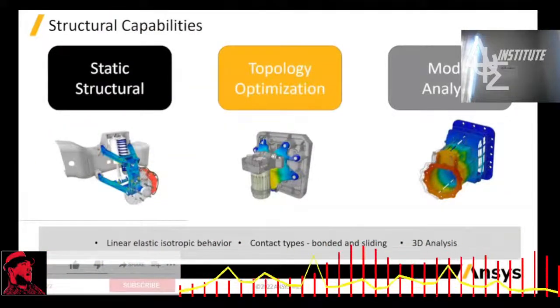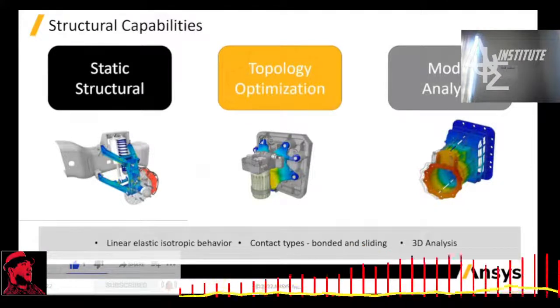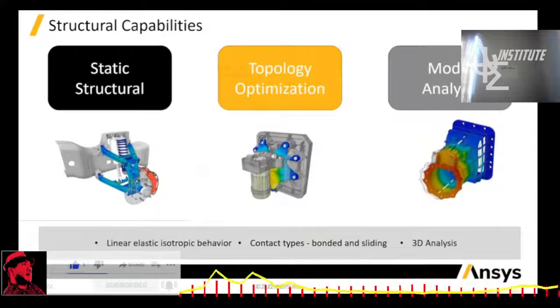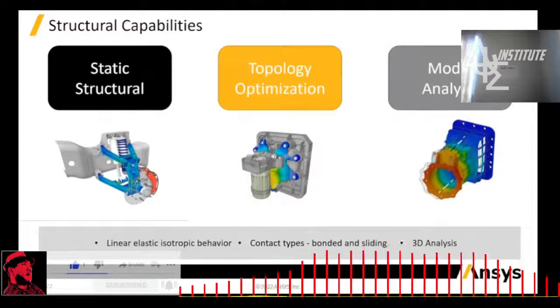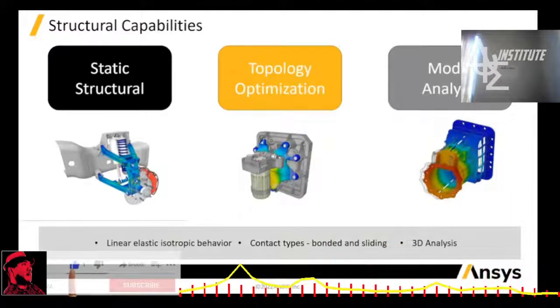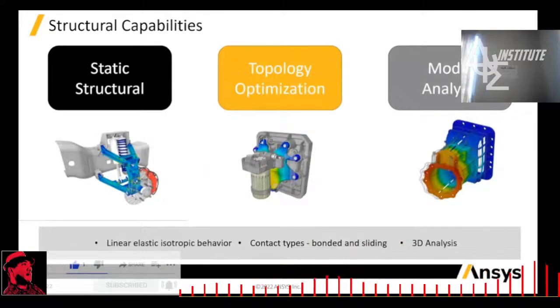So, ANSYS Discovery has three main structural capabilities, namely static structural, topology optimization, and modal analysis. It is important to note that Discovery can only simulate linear, elastic, isotropic behavior. The contact types that are available are bonded and sliding, and only a 3D analysis is possible in this software.